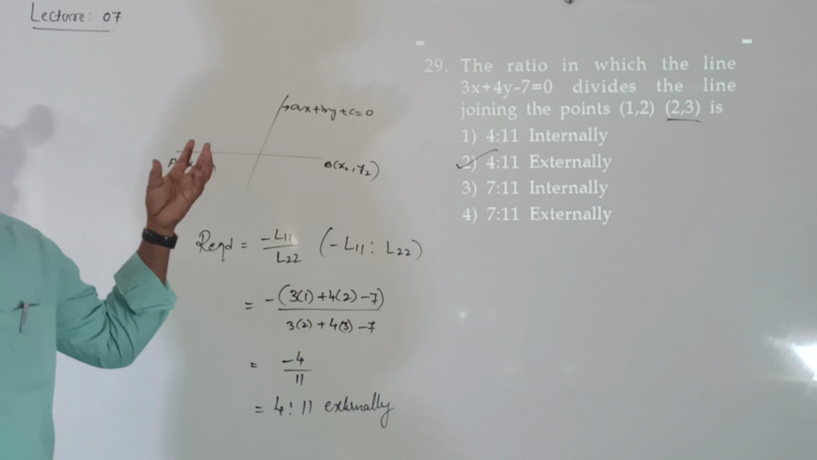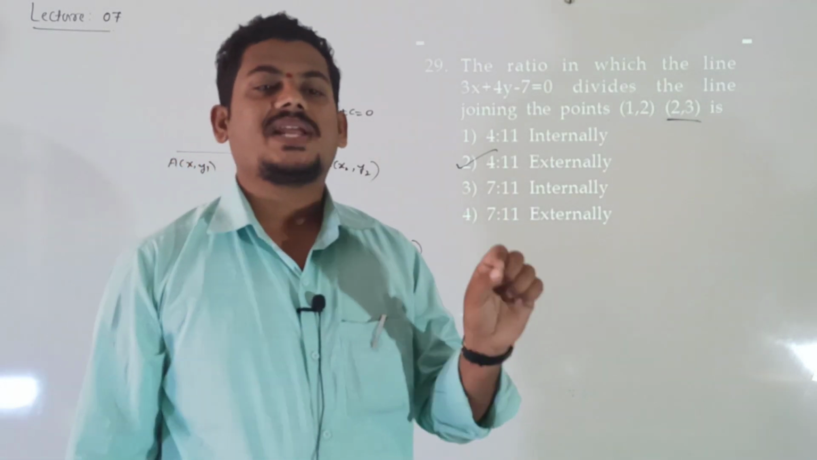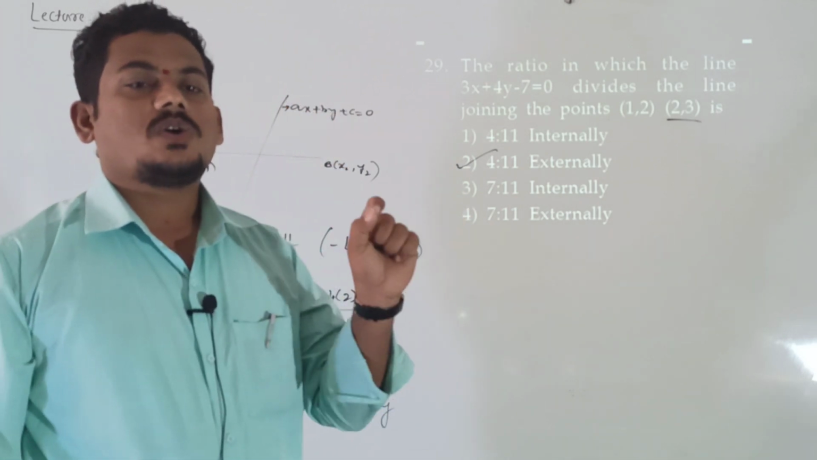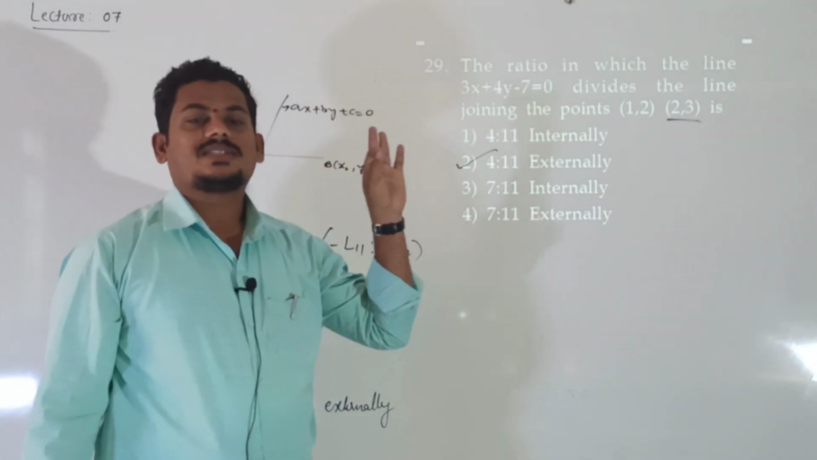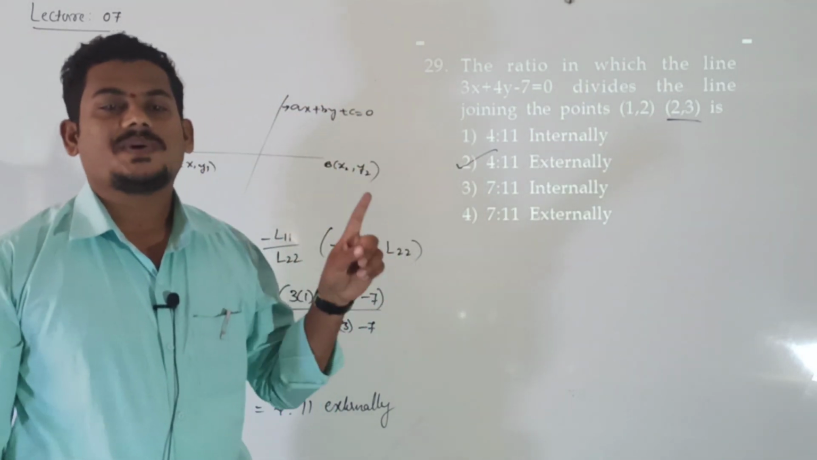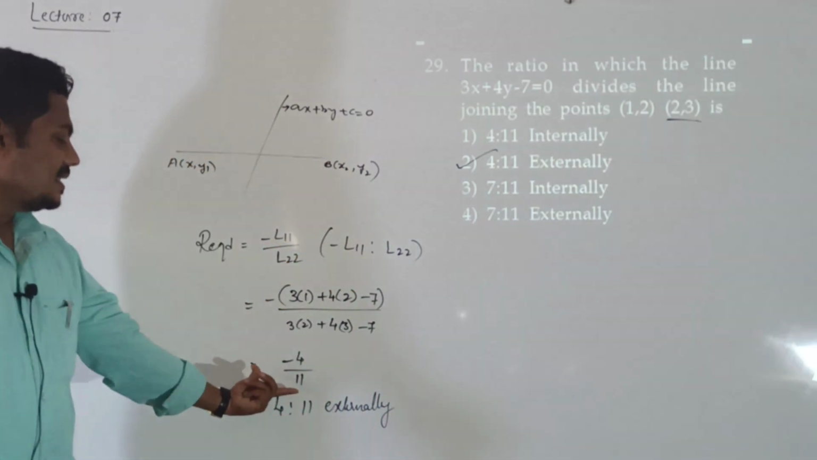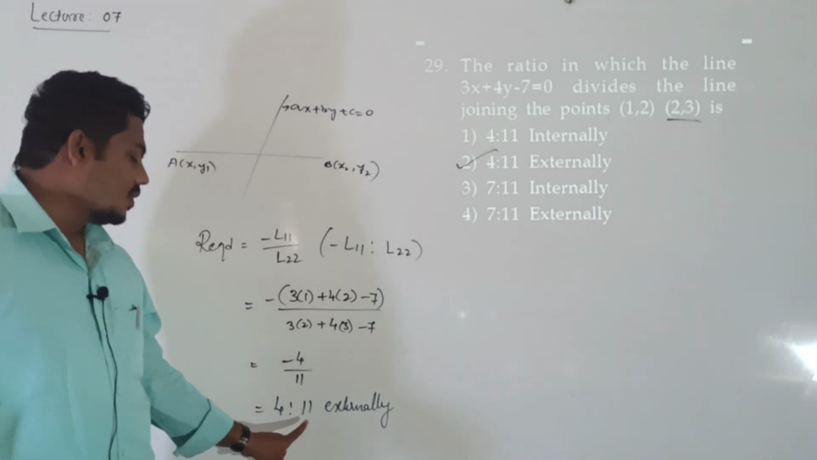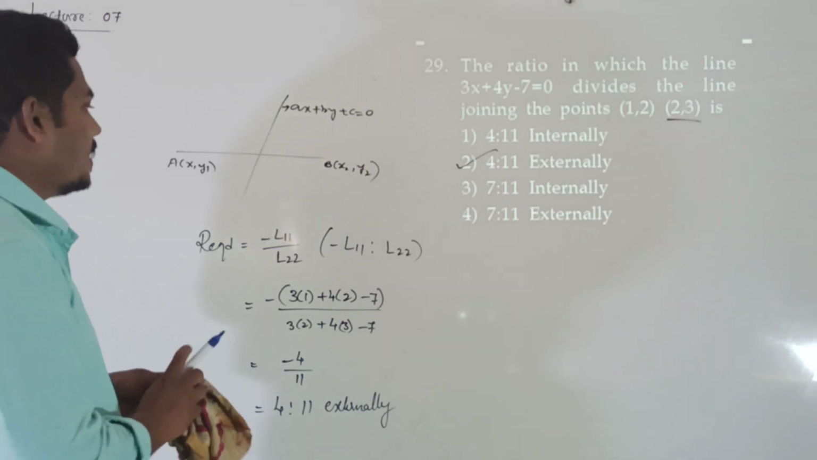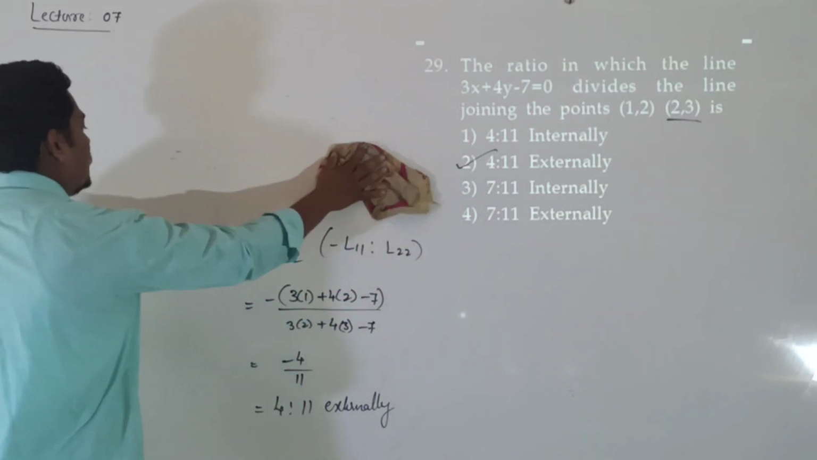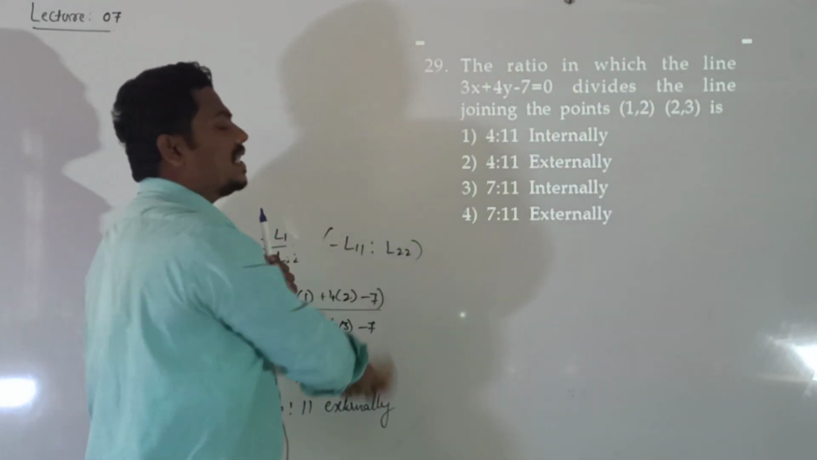Shortcut formula: the line ax plus by plus c equal to 0 divides the line joining the two given points, ax1 plus by1 plus c and ax2 plus by2 plus c, in the ratio of minus L11 is to L22. This is the required shortcut. Lastly, you get 4 is to 11 externally, right? 4 is to 11 externally, because we get a negative sign.